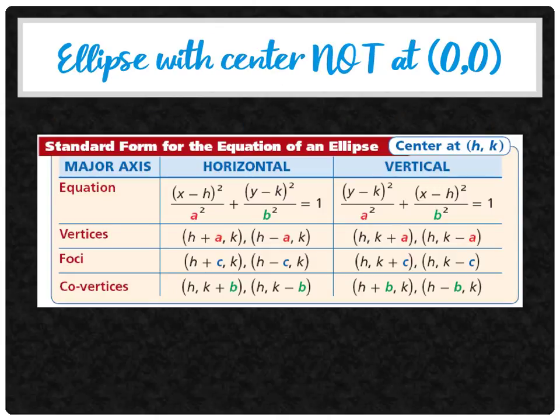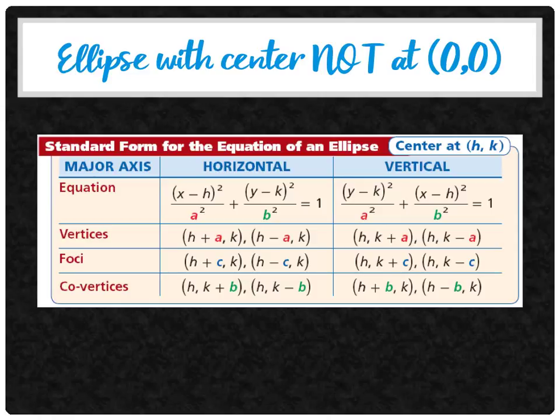Okay, so what happens if we shift the center so that it's not at 0, 0 anymore? This changes the top part of your equation. The rest of it is still exactly the same, but it also changes how we find those parts. So it's similar to your circle. If you remember your circle, the equation was x minus h squared plus y minus k squared.